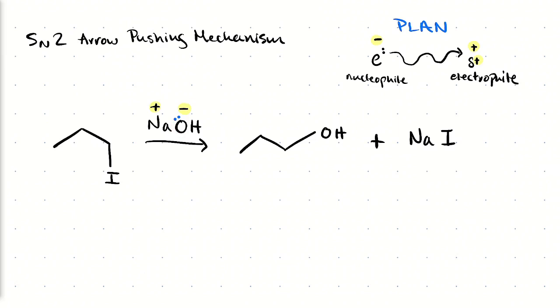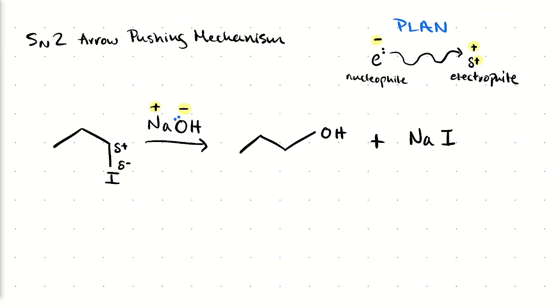Okay, so our plan here is to show how the electrons flow from the negative charge towards the positive or partial positive charge. And sometimes these carbon-halogen bonds are partial positive and partial negative. Although iodine is not very electronegative, it still polarizes this bond right here. It's not a very strong bond either.